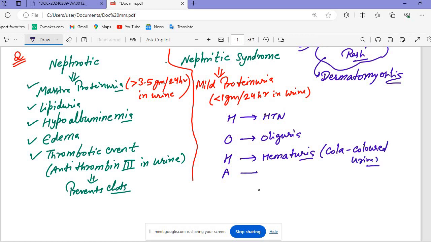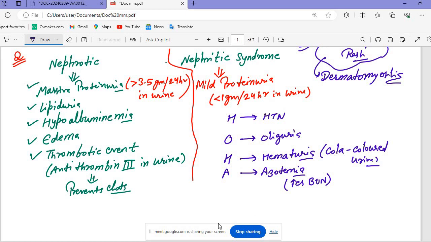Along with that we have azotemia. What is azotemia? There is an increase in blood urea nitrogen.